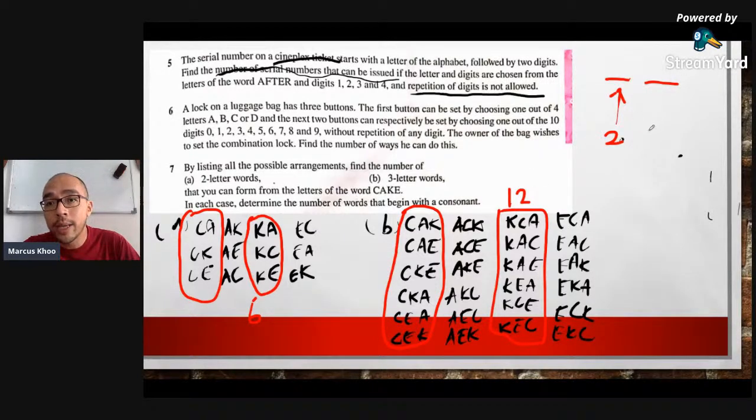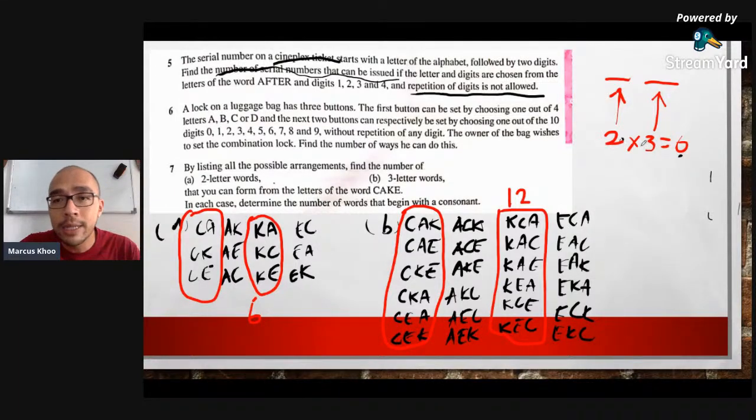So how many ways are there to put a letter in here? Because there are only 3 letters left, so there are 3 ways. So 2 times 3 will be equal to 6, which is the answer over here lah.